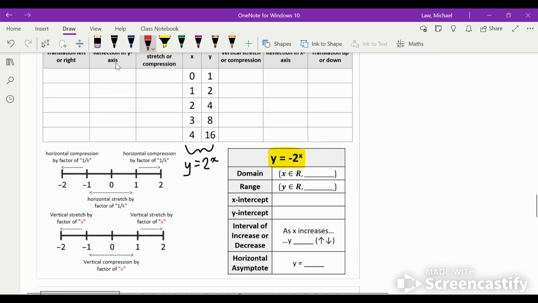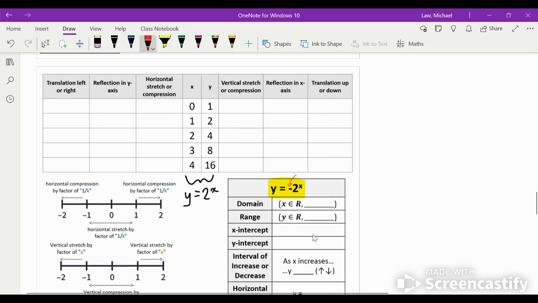So as discussed, we know that there is a reflection. We know that it's a reflection across the x-axis. So that means you can cross this out, cross this out, cross this out, cross this out, and cross this out. So a reflection across the x-axis would impact the y-coordinates.